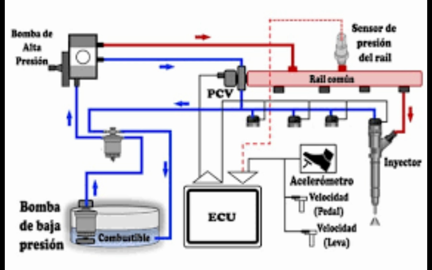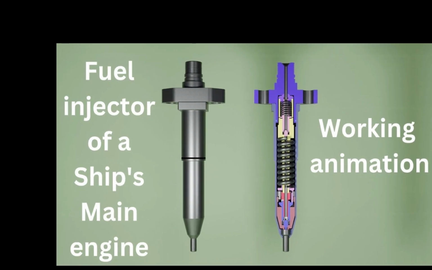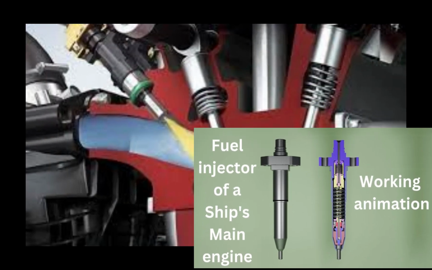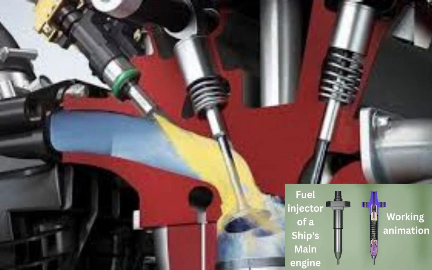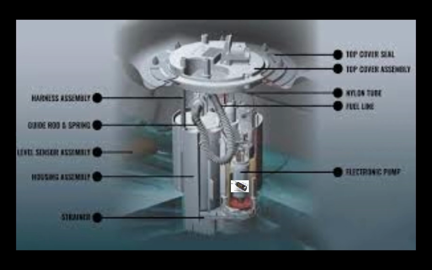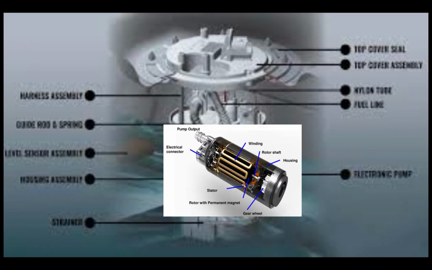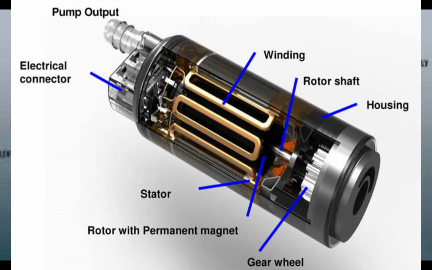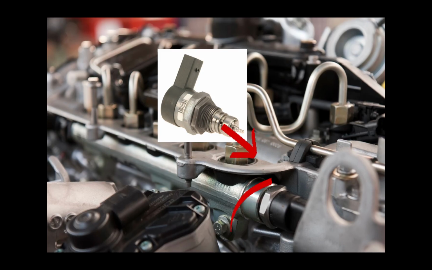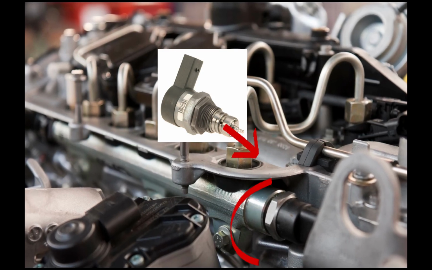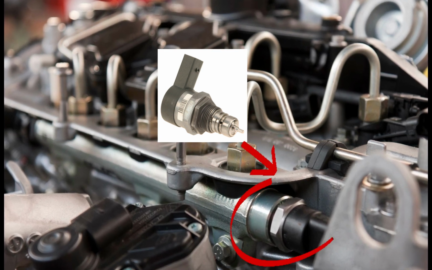3.1 Fuel system. The fuel system ensures that fuel is delivered at the correct pressure and timing for efficient engine performance. Key components include fuel injector, which sprays fuel into the combustion chamber in a fine mist for better combustion; fuel pump, which draws fuel from the tank and supplies it to the injectors at the required pressure; fuel pressure regulator, which maintains stable fuel pressure, ensuring the right amount of fuel is delivered to the engine.